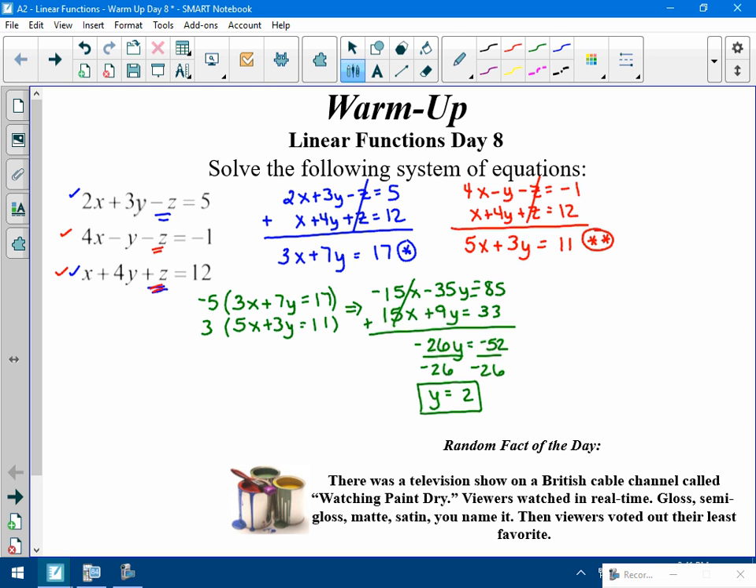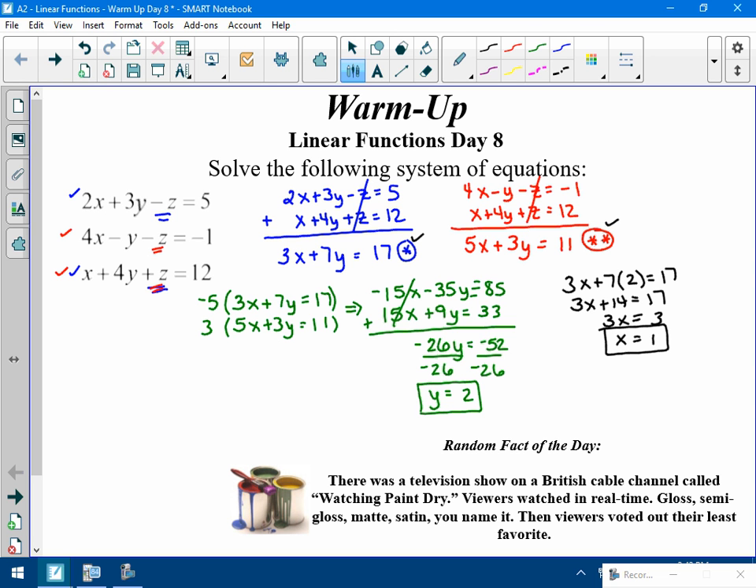Now remember, once I get one, the rest kind of come out as a domino effect. I can take that y equals 2, plug it into either of these two equations. Let's use the first one. So 3x plus 7 instead of y, 2 equals 17. So 3x plus 14 equals 17. 3x equals 3. So x is 1.